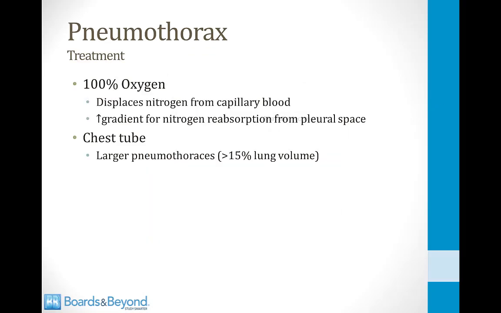The first-line therapy for pneumothorax is 100% oxygen. This is going to displace nitrogen from the capillary blood, and that's going to increase the gradient for nitrogen reabsorption from the pleural space. This is easier to understand with a picture, so let's imagine you have a space in the thorax here and it's filled with air.